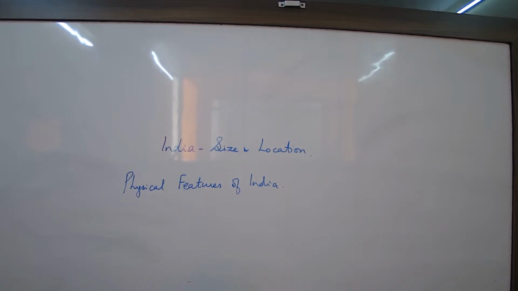Extent and standard meridian: land boundary 15,200 kilometers, means the full boundary. Coastline length 7516.6. The coast that we have, the coastline, including Andaman and Nicobar and Lakshadweep, and we have calculated this.